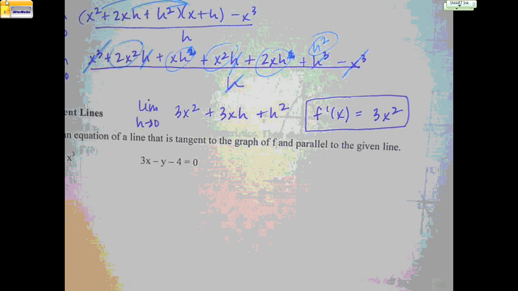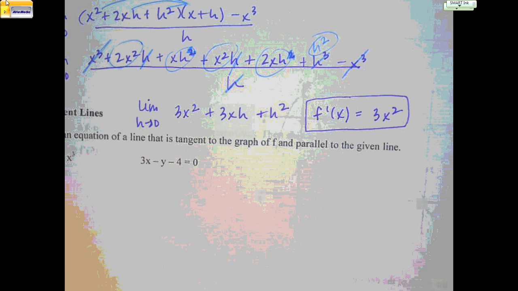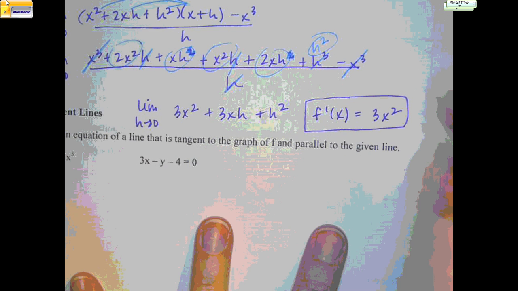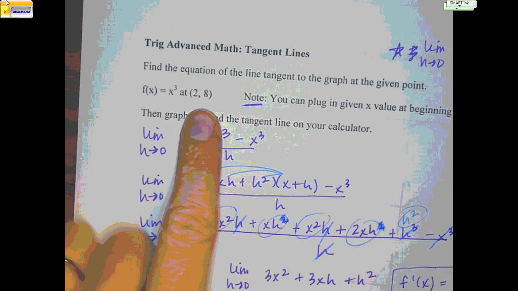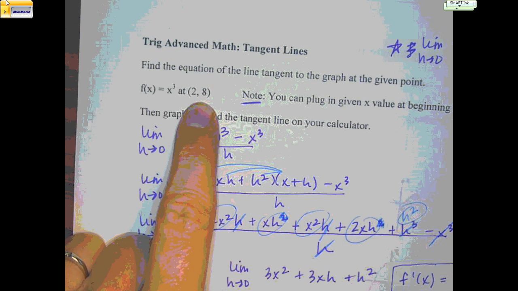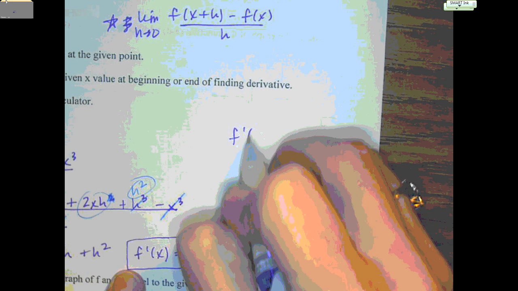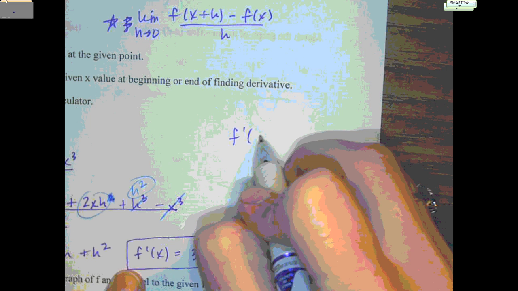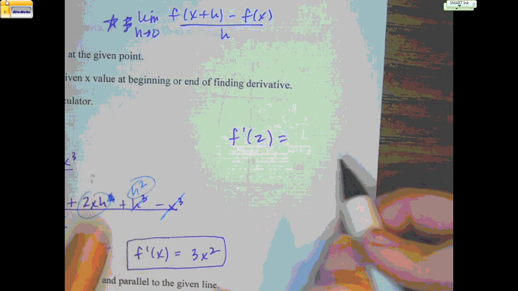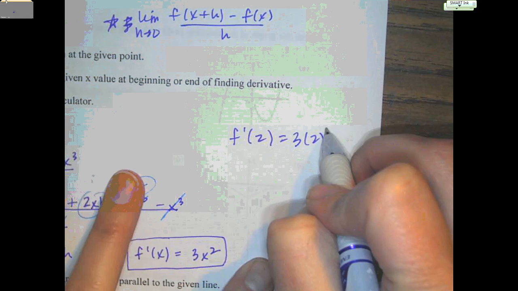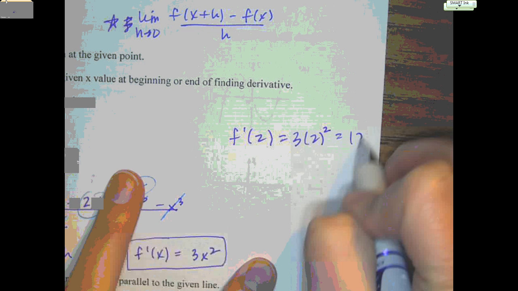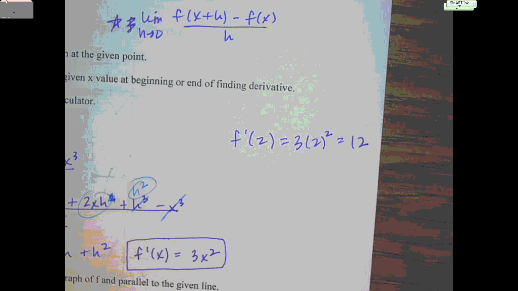Or is that our answer? No. Not the answer. Thank you, thank you, thank you. Out of habit, I put the box around it. The question says, what's the equation for the tangent line at that point? We found a formula for finding the slope of that tangent line. So we need to figure out f prime of 2 when x is 2. So I'm going to take 3x squared and I'm going to plug in 2 in place of x, and I get 12. It means your slope is 12 at that point.